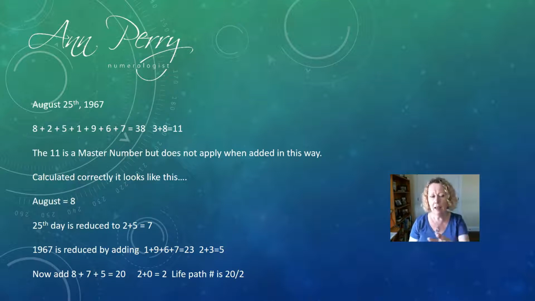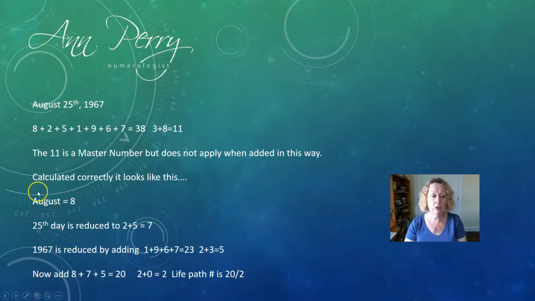Okay, so if we add all of these numbers straight across, as we've been told in the past to do, 8 plus 2, 8 comes from the month of August, plus 2, it comes from your day of birth, plus 5, plus 1, plus 9, plus 6, plus 7. When we add those numbers straight across, it comes to a 38. And when we add those two numbers together, the 3 plus the 8, it equals 11. So this person thought they had a master number 11. But in this particular case, the master number 11 does not apply when it's added this way. So let me show you how to do this correctly.